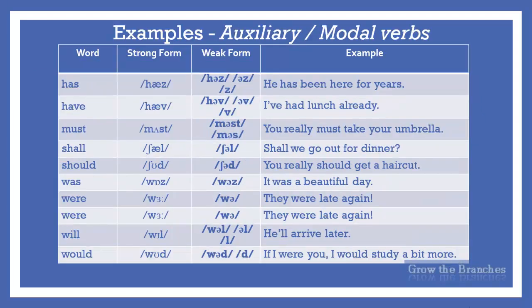Auxiliary verbs and modal verbs. Has. He's been here for years. Have. I've had lunch already. Must. You really must take your umbrella. Shall. Shall we go out for dinner? Should. You really should get a haircut. Was. It was a beautiful day. Were. They were late again. Will. He'll arrive later. Would. If I were you, I'd study a bit more.